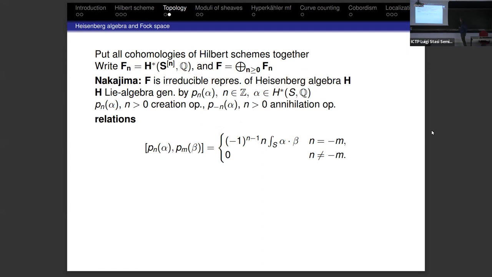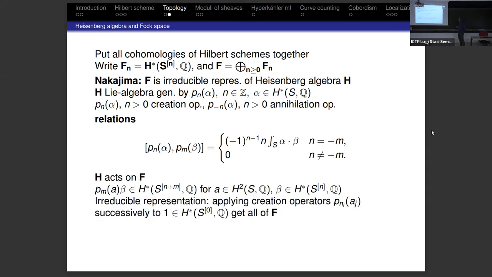They only don't commute when n is equal to minus n. And then what we get as a commutator is, so to speak, S times the evaluation of the product of alpha and beta on the fundamental class of S, times minus 1 to n minus 1. So this is this thing.